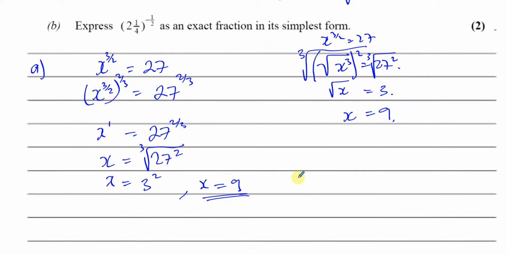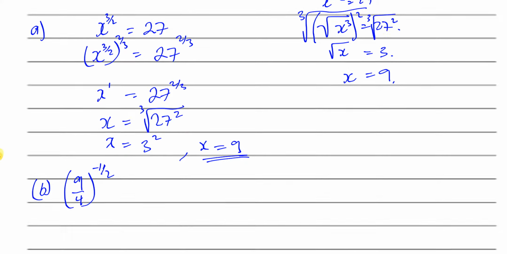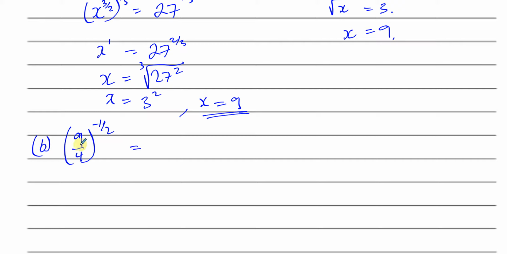3B says express 2 and a quarter to the power of minus a half as an exact fraction in simplest form. Well, you can change this into an improper fraction first. That's going to be 4 times 2 plus 1, that's 9 over 4. So that's 9 over 4 to the power of negative a half. Now the negative power simply means write the reciprocal of what it's raised to the power of. You don't write the reciprocal of the power, you write the reciprocal of what's being raised to that power.